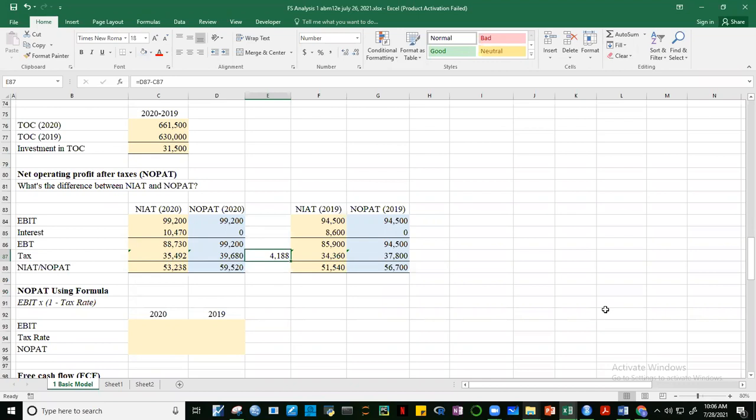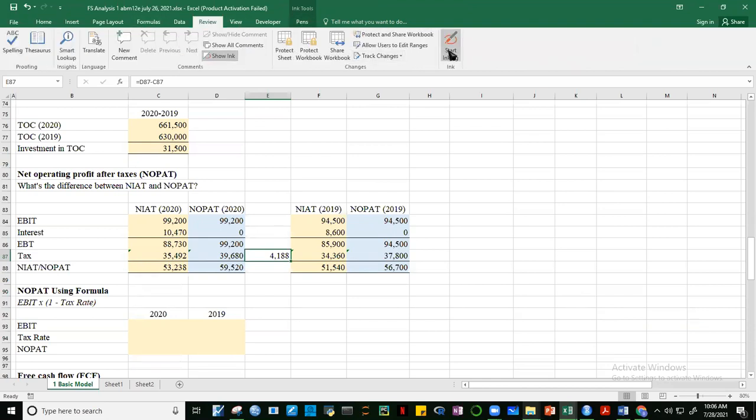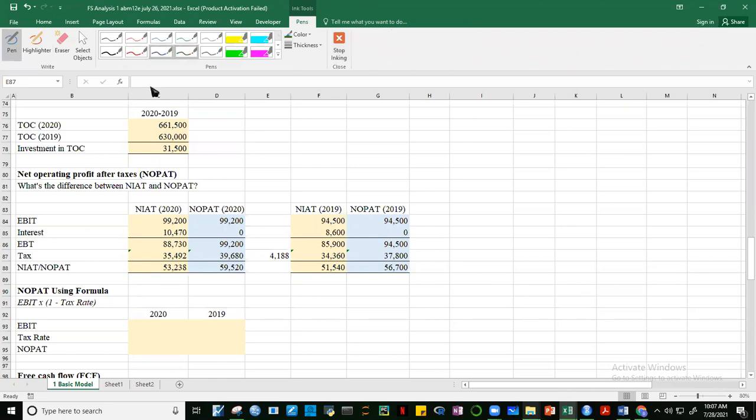Yung 4188. So we got the difference between NOPAT at saka NIAT, no? Yung taxes nila. Turns out 4188. So let's analyze that. Saan ba nanggaling yan? That comes from anyone, guys? It would be good to analyze kung saan nanggaling yung, let me reposition this. Okay, sandali.